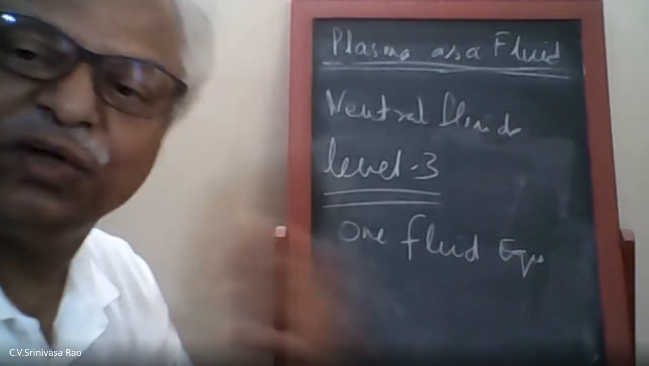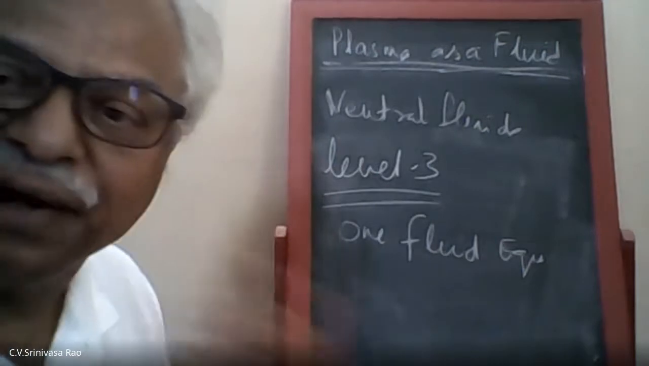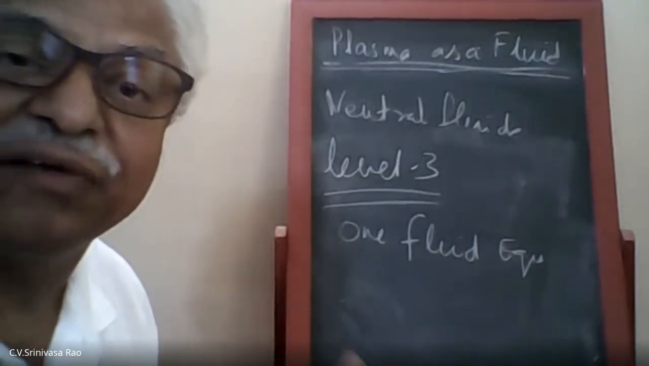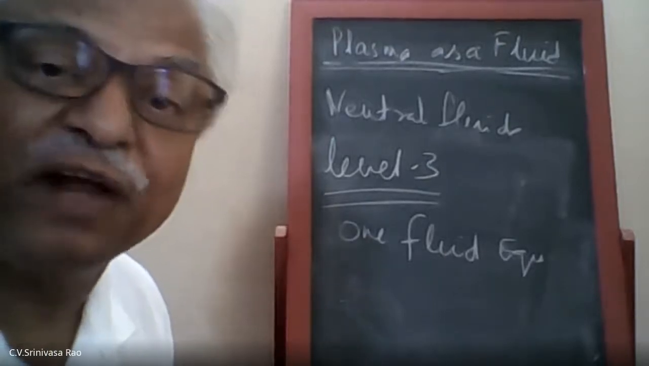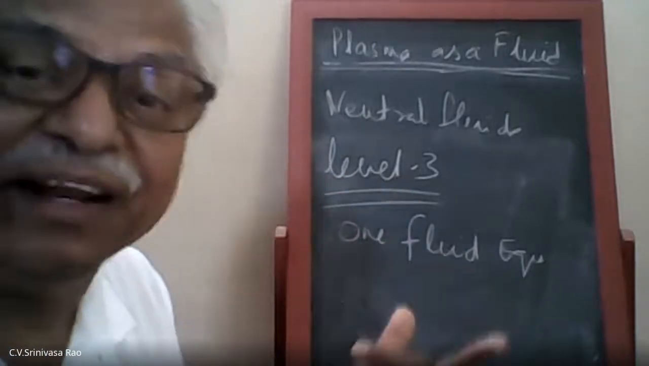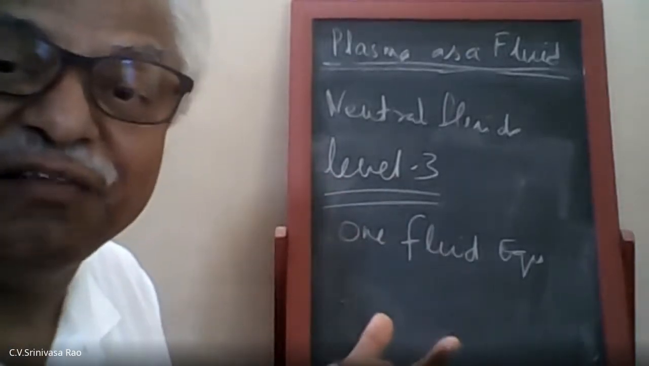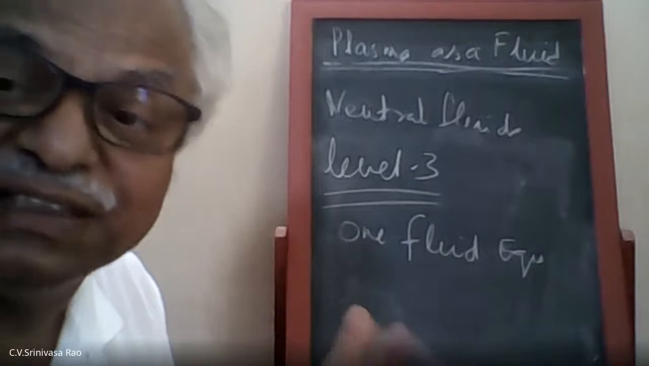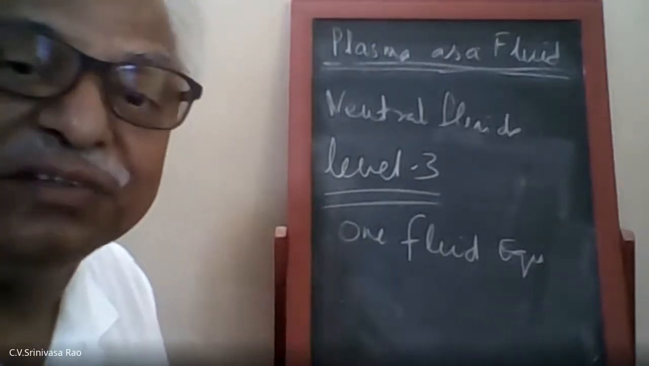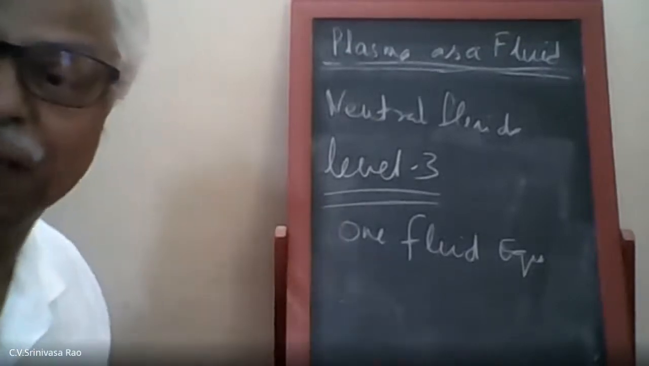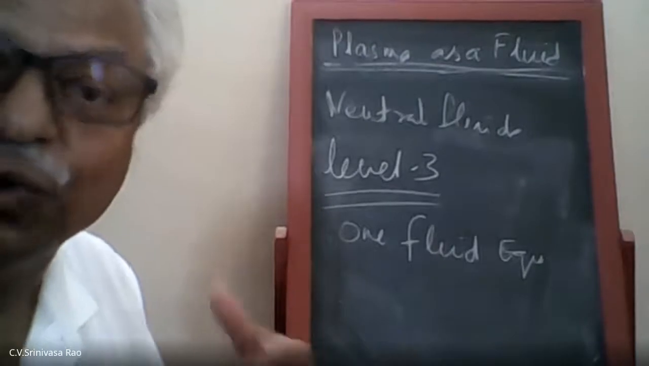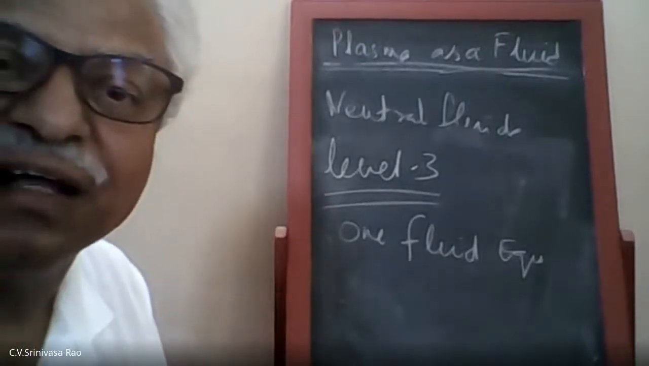Once you go to the 0 level, you have to take all the particles, every particle, and try to write down the equation of motion for every particle. So how many particles do you have? About n, which means 10 to the 13 or 14 particles per cc. So you have to write per cc. So you have to take the total plasma. The number of particles will be huge. You have to write so many equations. That is 0 level.